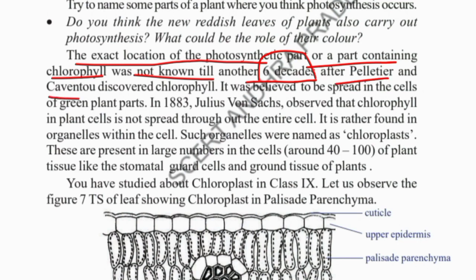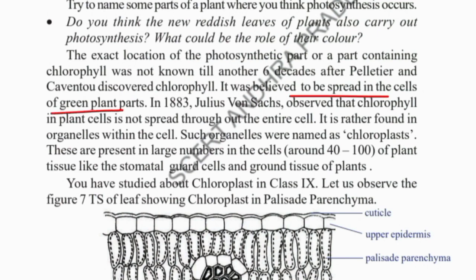After Pelletier and Caventou discovered chlorophyll, it was believed to be spread in the cells of green plant parts. So in 1883, Julius von Sachs observed that chlorophyll in the plant cells is not spread throughout the entire cell; rather, it is found in the organelles in the cell. Now take notice of this word: it is pronounced organelles in British English and organelles in American English. You can pronounce it in both ways. Such organelles were named chloroplasts.